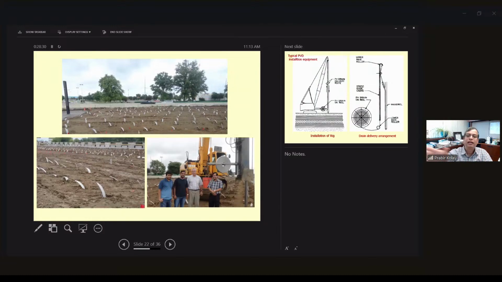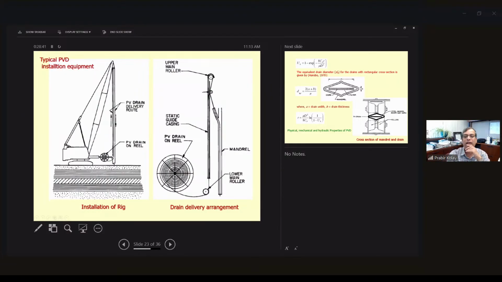So this is how it looks on the side. And then later on, you have seen that it can be the vertical one. It can be connected to the horizontal one, and you put a sand blanket and then put some load over there. This is how it looks overall. So this is the rig installation equipment, and from this the PVD drain can go up and then come down and be put into the spot.